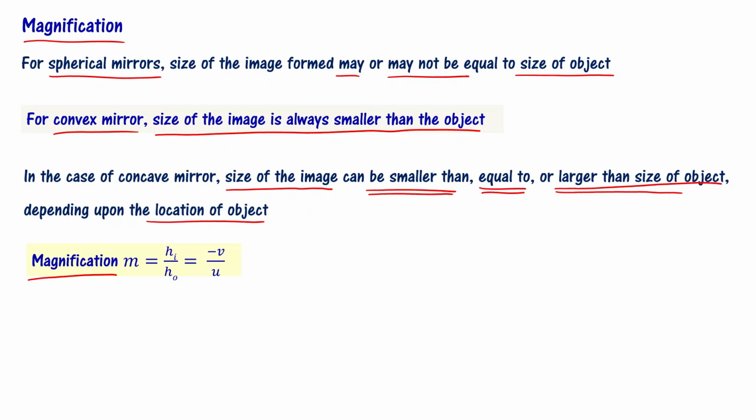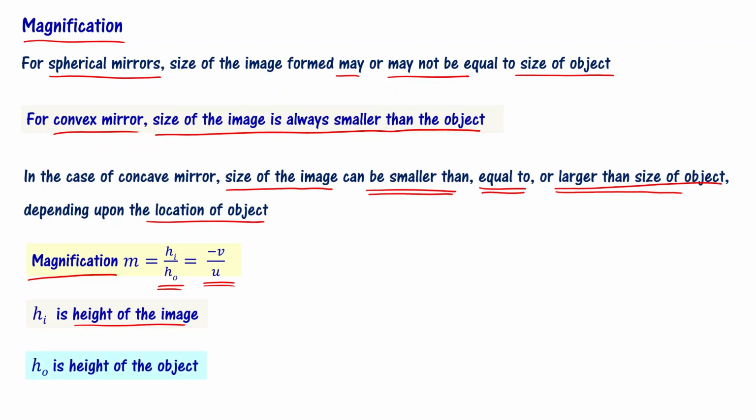the magnification formula, denoted using m. Magnification m equals hi divided by ho. That can also be written as minus v by u, right? Here hi is the height of the image, ho is the height of the object. v is the distance between the pole and the image, and u is the distance between the pole and the object, right? You should remember this formula.